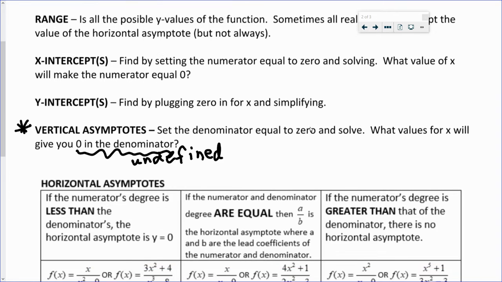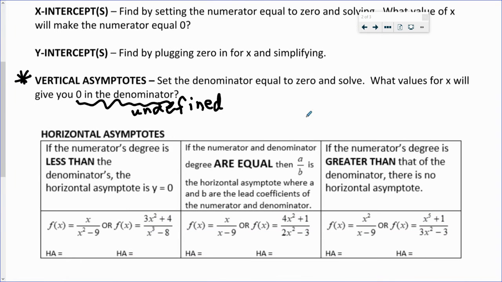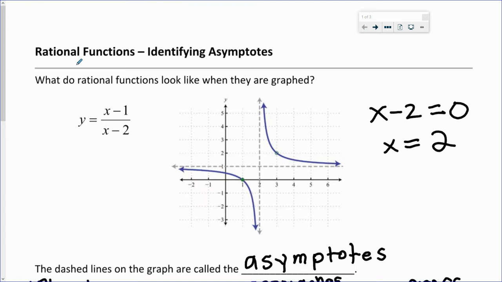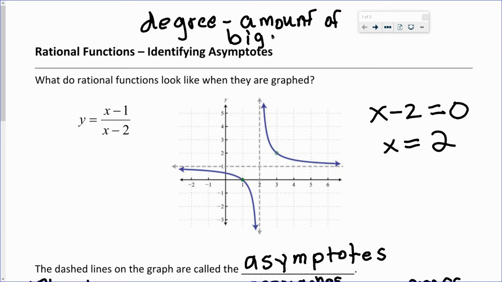Okay, now horizontal asymptotes, they're a little bit more complicated when it comes to rational functions. Here we're looking at the degree of the numerator and the degree of the denominator. Okay, so let's talk about what that means first. What is the degree? Well, the degree is the amount or the value of the biggest exponent.